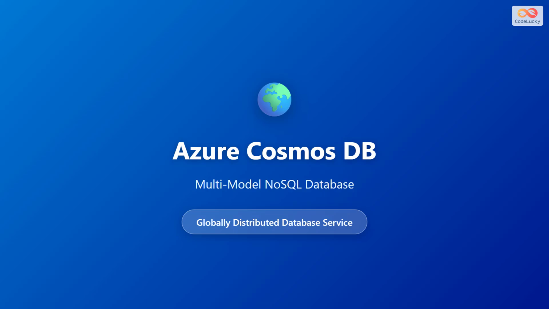Azure Cosmos DB is Microsoft's globally distributed, multi-model NoSQL database service. It's designed to provide low-latency access to data anywhere in the world, making it ideal for modern applications that need to serve users across multiple geographic regions. Whether you're building a mobile app, a web platform, or an IoT solution, Cosmos DB offers the flexibility and performance you need.